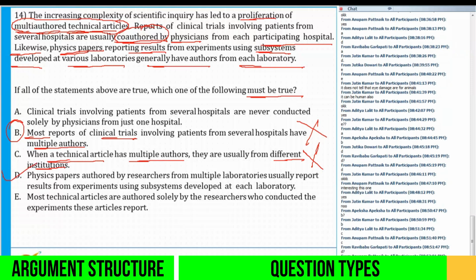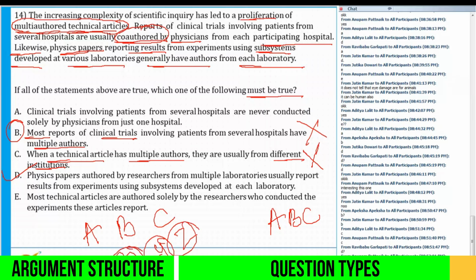It is D. Physics papers authored by researchers from multiple laboratories will report results from experiments using subsystems developed at each laboratory. Let us say there are three people, A, B, C. These three people work in hospitals or laboratories X, Y, Z. They have jointly written an article. This passage is telling you that because it has been written by all three, all of them will make contributions from their respective institutions or departments. So A, B, C will talk about experiments that happened in X, Y, and Z.